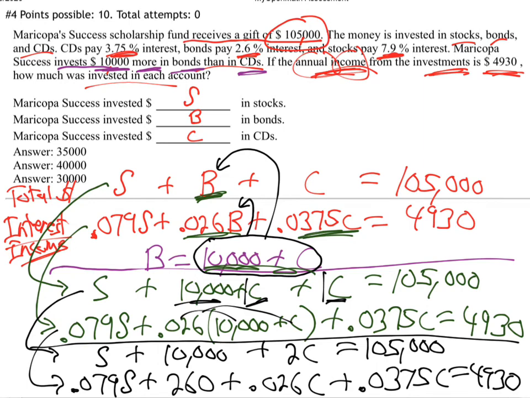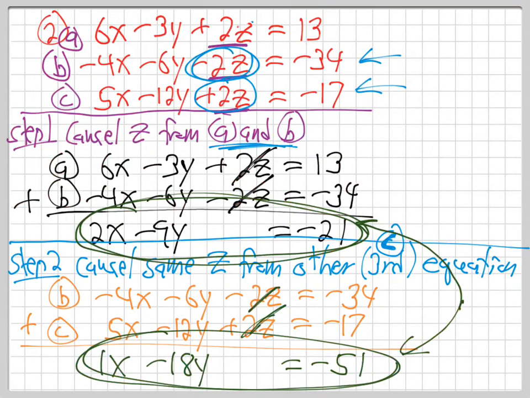So we need to combine terms. We're out of room. I need to go to a fresh screen there. So S plus 10,000 plus 2C. Let's do that. This is number 4. Oops.